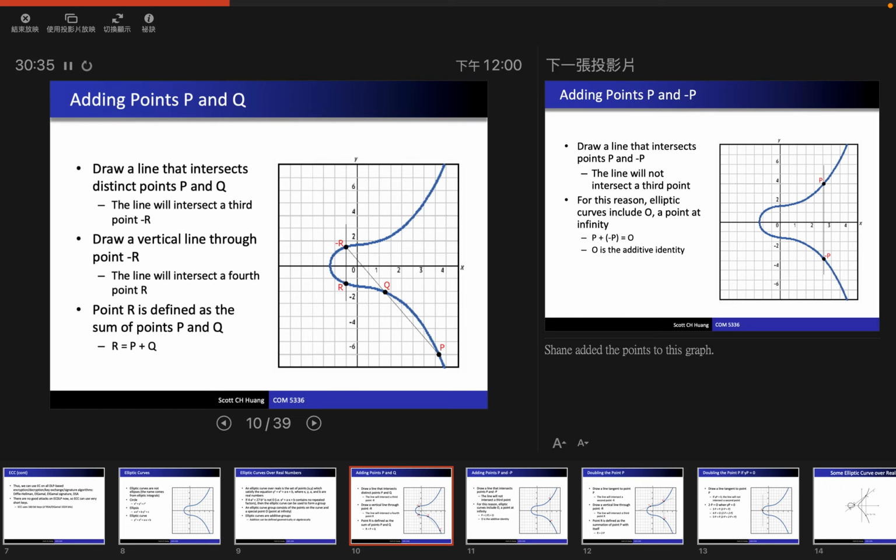And then for abelian groups, we can use plus. You use the plus sign instead of the multiplication sign. So we simply call it P plus Q, Q plus P. 这就为什么用加法。Okay.